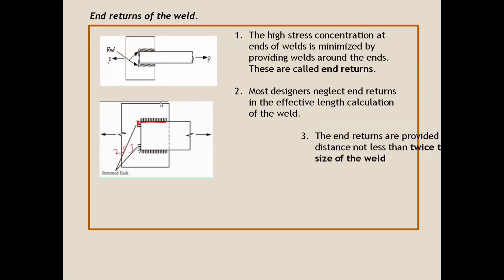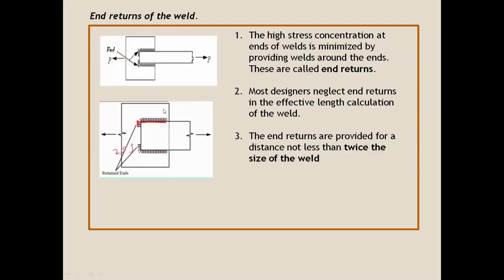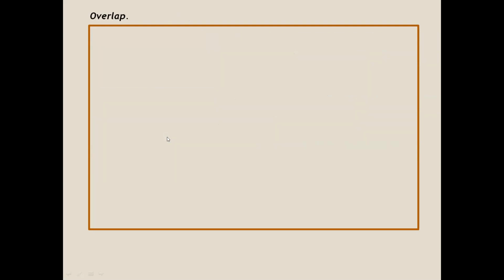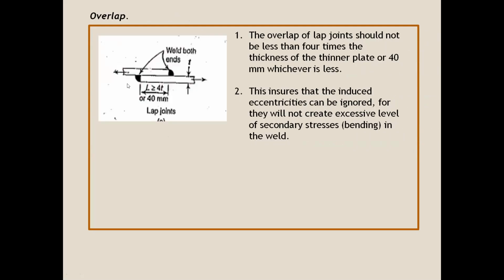Okay, end returns also you have to explain for fillet weld. Take the end return as twice the size of the fillet weld. And the overlap we have maintained: lap joints should be not less than 4 times the thickness of the thinner plate, or 40 mm. You have to find out the lapping length, so as not to create an excessive level of secondary stresses in bending in the weld.